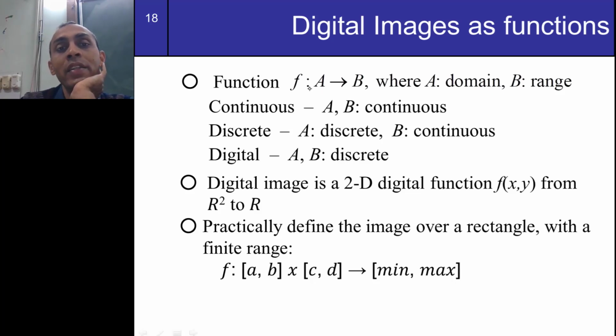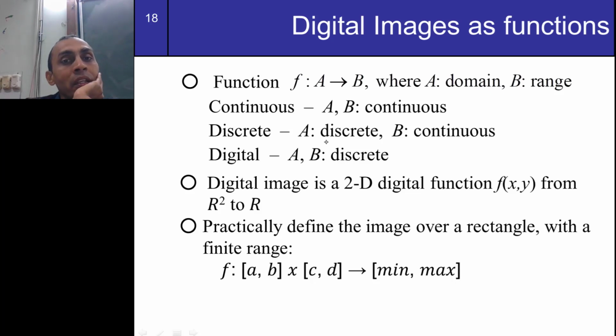So normally a function ranges from one particular set of values to another particular set of values. The first will be called the domain, and the set of values here will be called the range. If both range and domain are continuous values, then we call this a continuous function. If only the domain is discrete, whereas the range is continuous, we call it a discrete function. And if both range and domain set values are discrete, we call it a digital function.